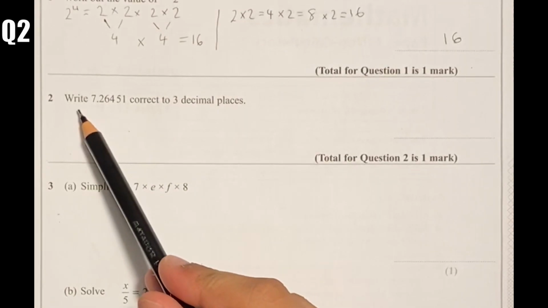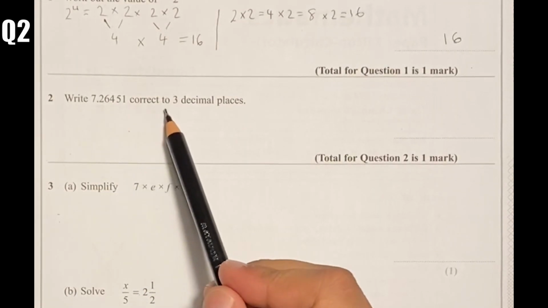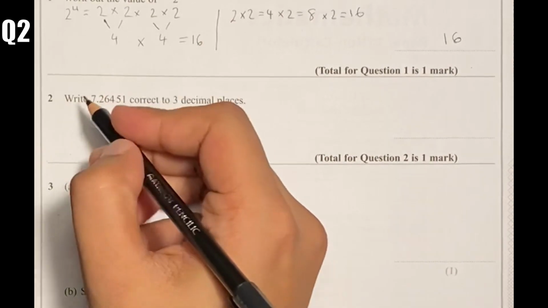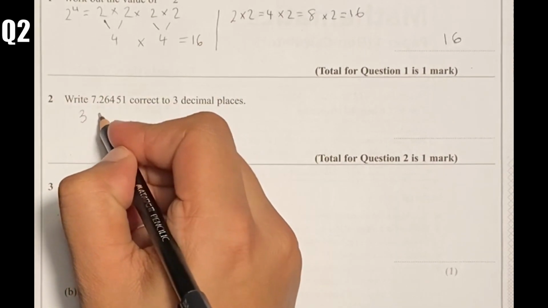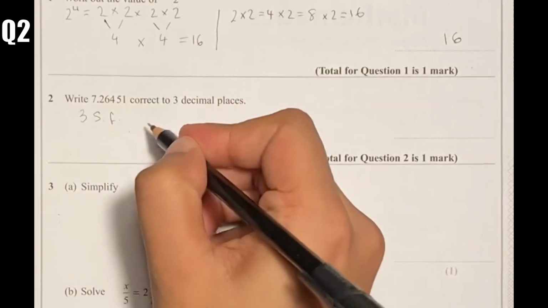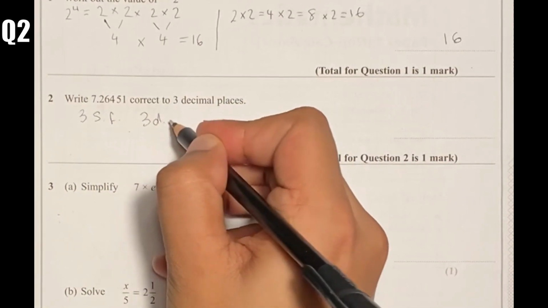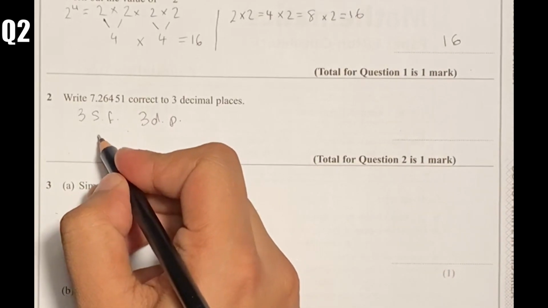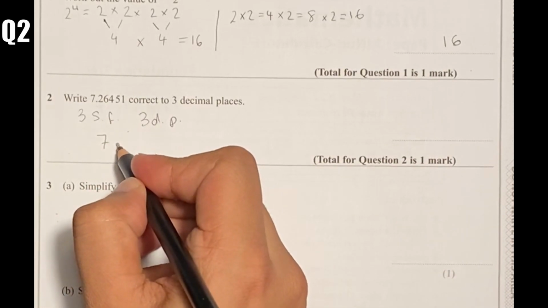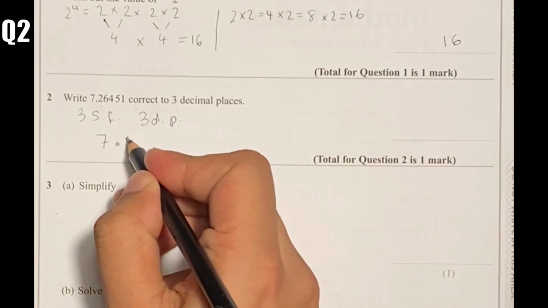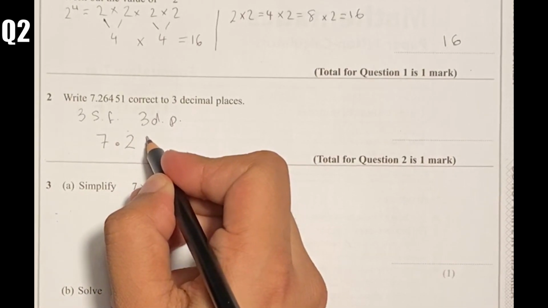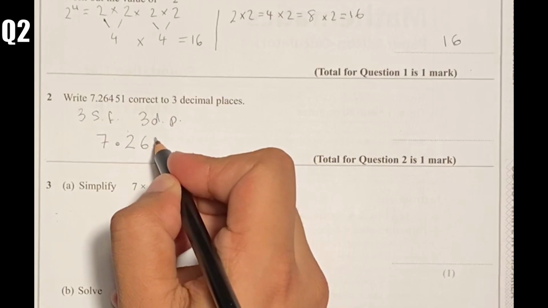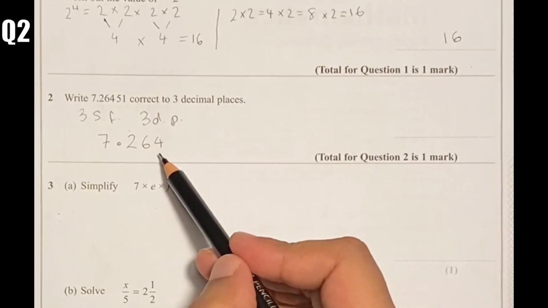Question number 2. Write 7.26451 correct to 3 decimal places. The key to this question is to not get confused with 3 significant figures. We are rounding to 3 decimal places. In other words, any non-decimal number we can ignore, and in this case, that would include our 7. Our first decimal number is 2, our second decimal number is 6, and our third decimal number is 4. We are rounding the 4.